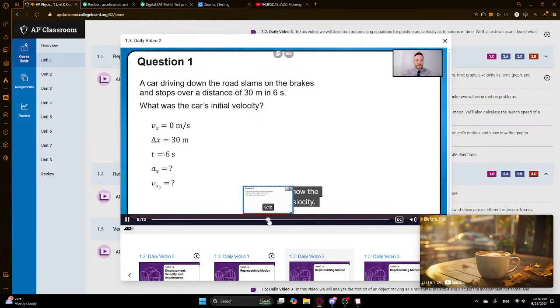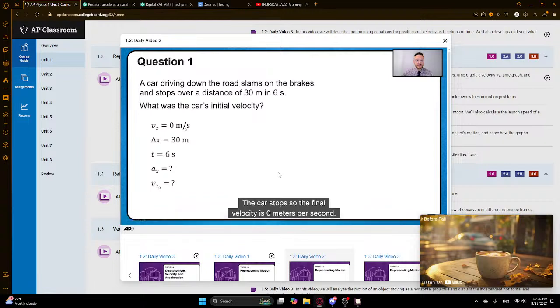This is my given information. The car stops, so the final velocity is 0 meters per second. That makes sense. Final velocity would be 0 meters per second if it stops. The change in position is 30 meters. That makes sense. And the total time is 6 seconds.